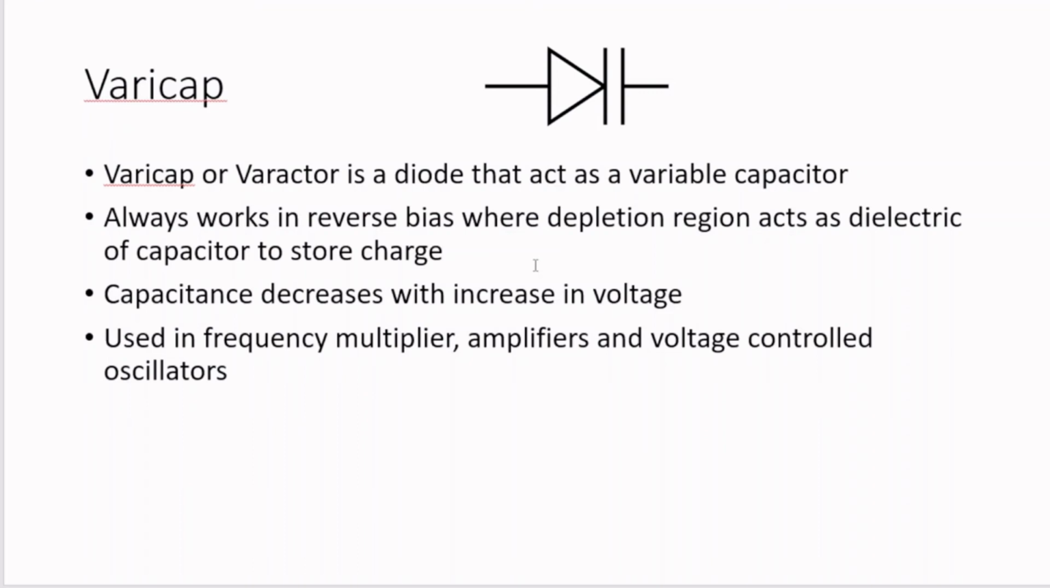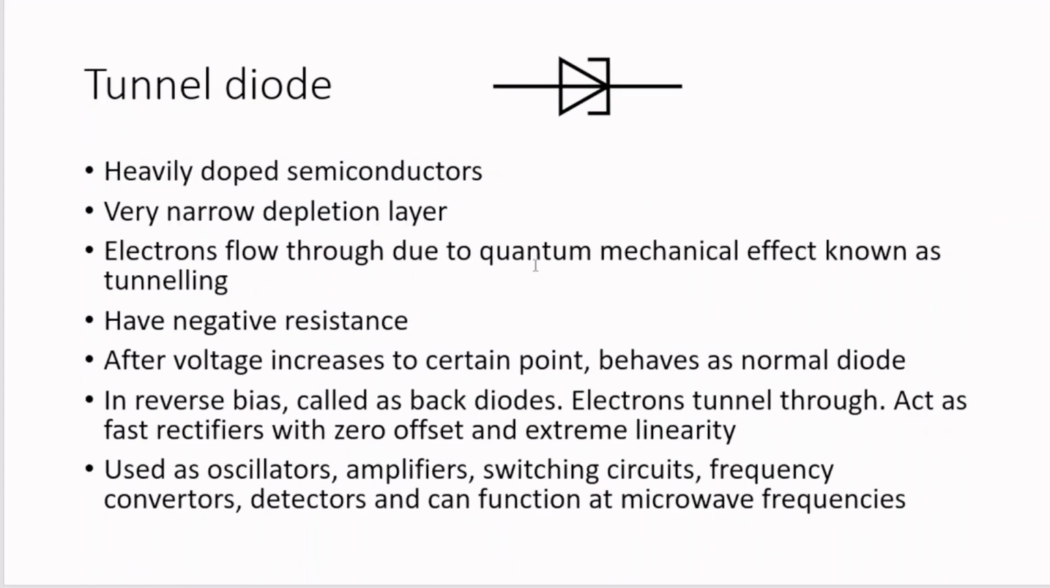That's why it's called a variable capacitor or a varicap or a varactor, unlike your normal capacitors which have a fixed capacitance. So with this function, it can be used in a frequency multiplier, amplifier circuits, or even voltage controlled oscillators. Next up is a tunnel diode.